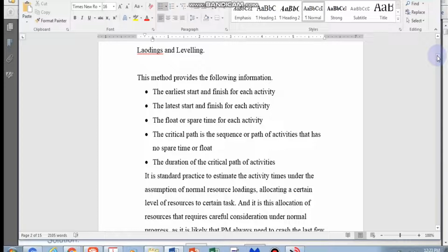And then by understanding that those activities that don't have float time or spare time are on the critical path, you may have to pay special attention to them, and also put more resources into them should there be a problem with those particular activities. So this is the analysis that critical path analysis, or what we call the critical path method, will provide you with.